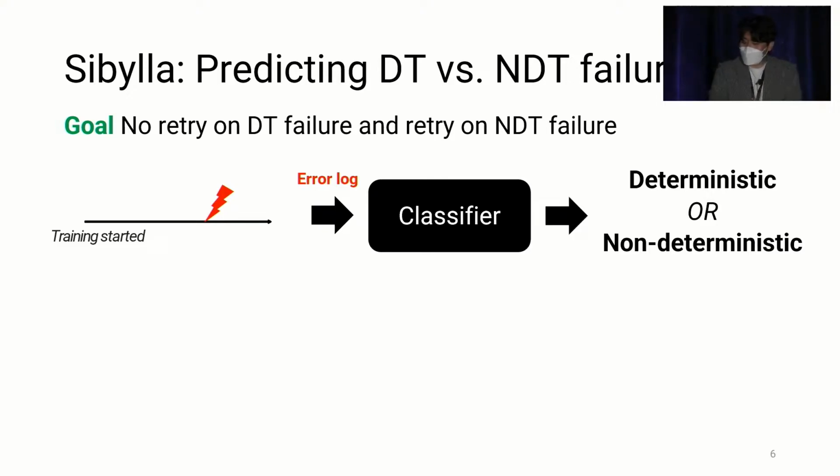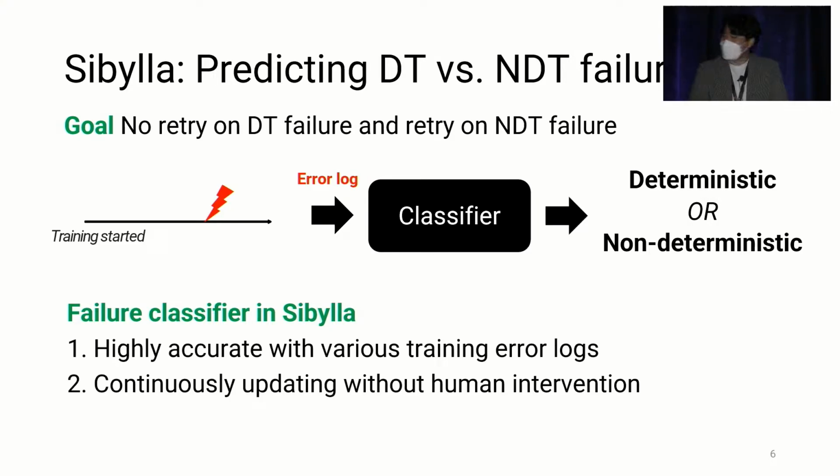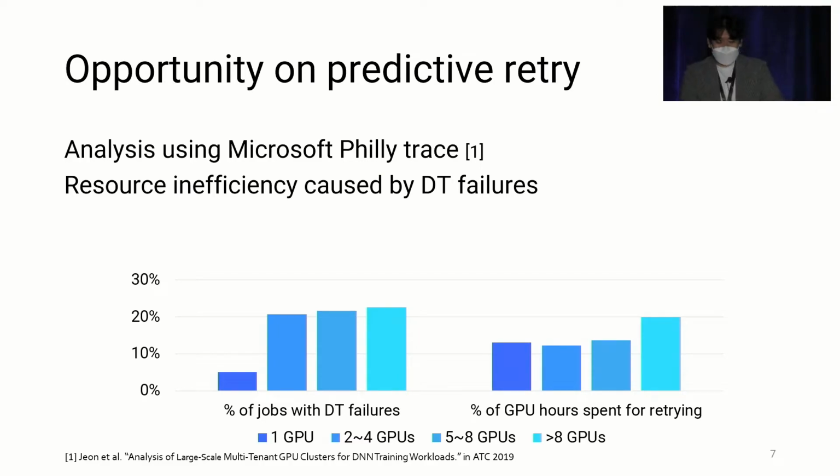As the figure shows, Sibylla has a classifier, and it receives the log information of the failed job and determines the failure type, deterministic or non-deterministic. We set two design goals. First, it must be accurate in distinguishing failed jobs. Second, it must learn various logs continuously without human intervention. Before showing how to do this, let me first describe workload characteristics from the Microsoft Philly trace to reveal the opportunity.